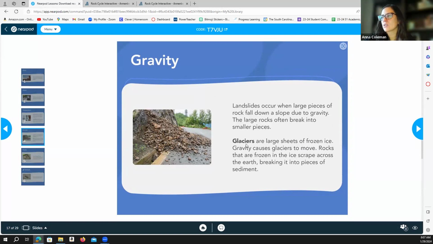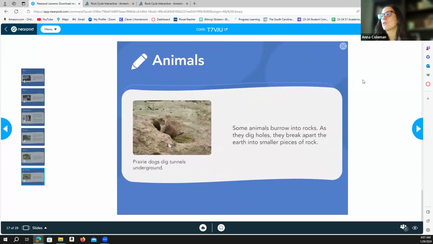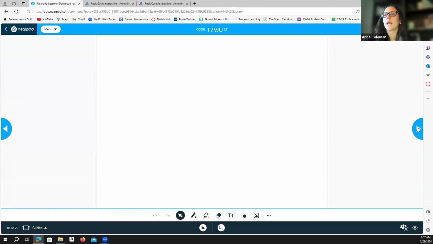So glaciers are large sheets of frozen ice. Gravity causes glaciers to move. Rocks that are frozen in the ice scrape across the earth, breaking it into small pieces of sediment. All right, so these again are all plants and animals. These are all physical, okay?